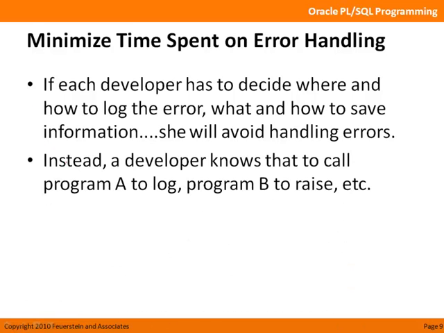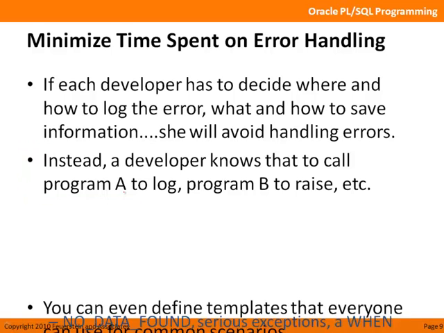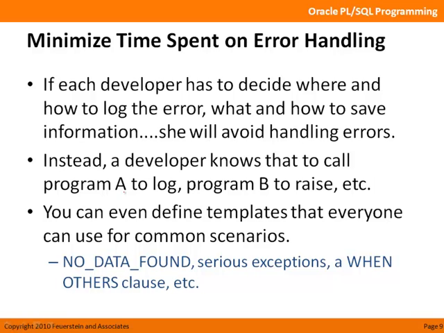So basically, instead, a developer should know that you call program A, a certain program, to do the logging. You call another program to do the raising. You call this program to get the error information out of the underlying repository. It's all decided in advance, making it really easy to do quickly. And one of the things you might also consider doing is using the templating capabilities in your own editors to create templates for common scenarios. When no data found comes up a lot, so why not have a template for exception when no data found, for an exception when others, that call your underlying error management utilities. All of these will help you improve the productivity of a developer when they dip down into the exception section.